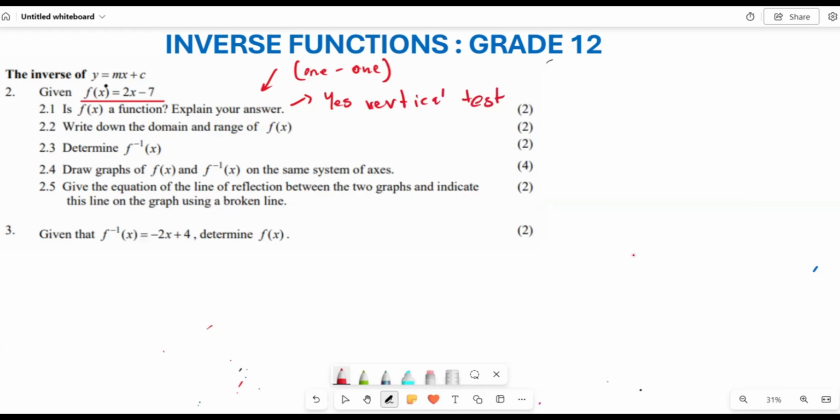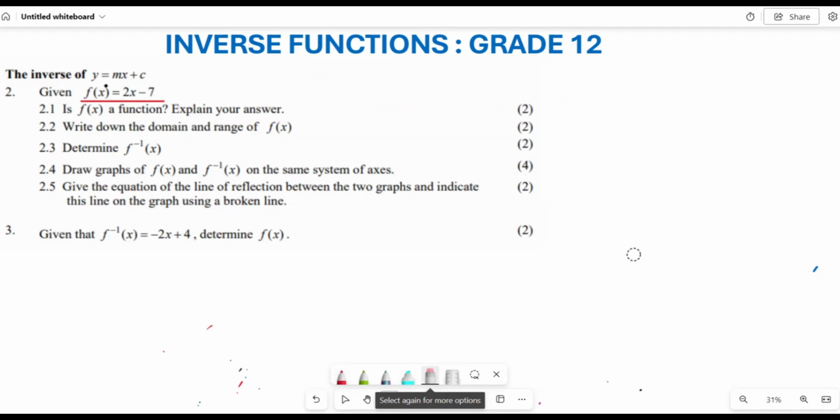Or if you don't want to say this, you can say it is a function because for each and every x value there's one y value. Now maybe let's come back. They are saying they want us to find what will be the domain and also the range of this particular graph.